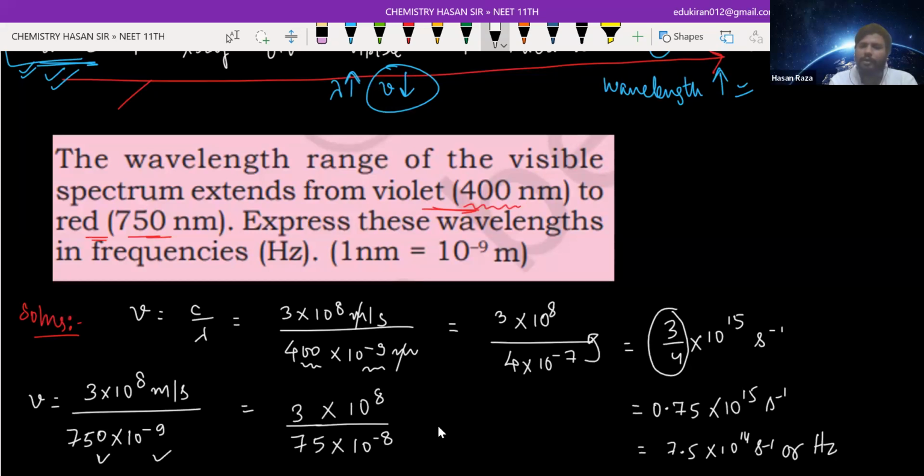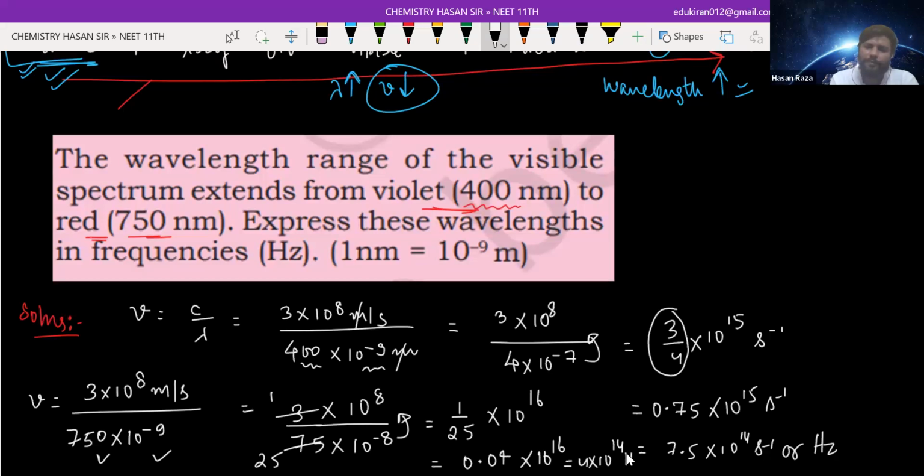When you are going to divide it, basically when it goes up, it will be positive, and this will be cancelled by 25 times. So this will be 1 by 25 into 10 raised to the power 16. And when you divide it, you will get 0.01, right? Sorry, 0.04 into 10 raised to the power 16, or you can write 4 into 10 raised to the power 14 hertz. Yes or no, everyone?